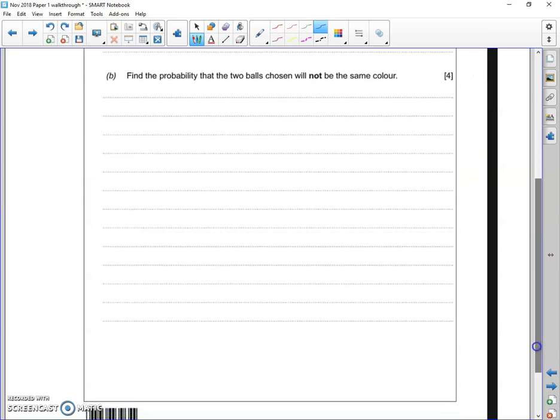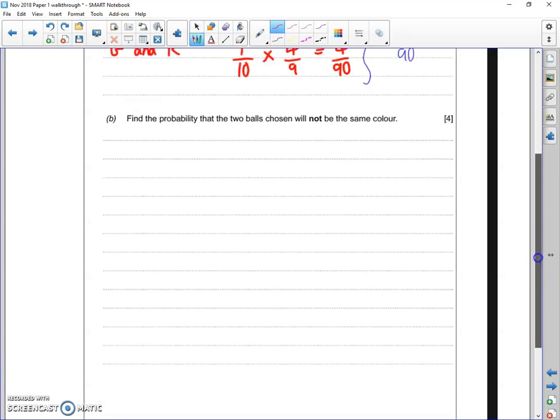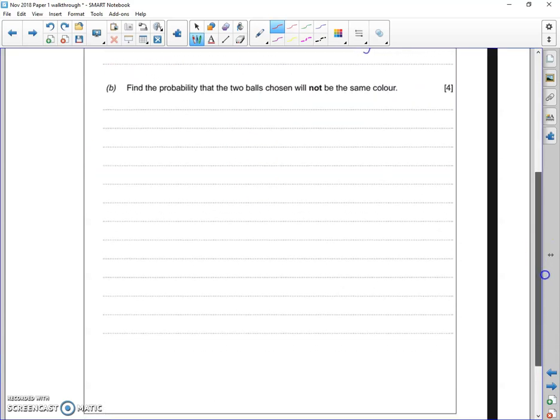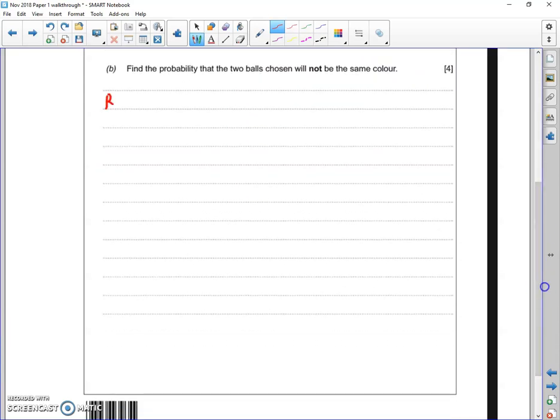Moving down then, find the probability that the two balls chosen will not be the same colour. Okay, if we write this out as combinations, I can't remember what the third colour was, yellow. So there's red, yellow, yellow, red. There's green, red, red, green. But there's also yellow, green, and green, yellow. So there's quite a lot of combinations that are not the same colour.